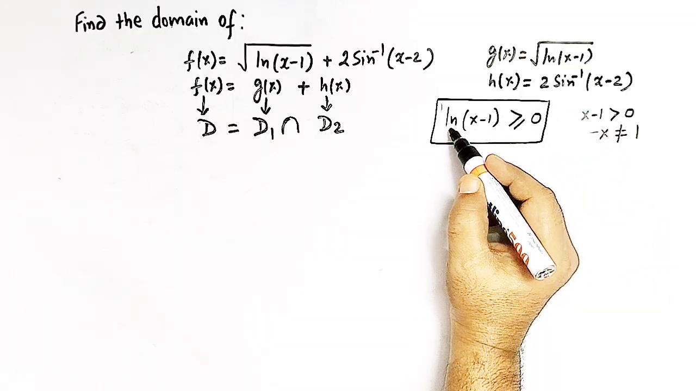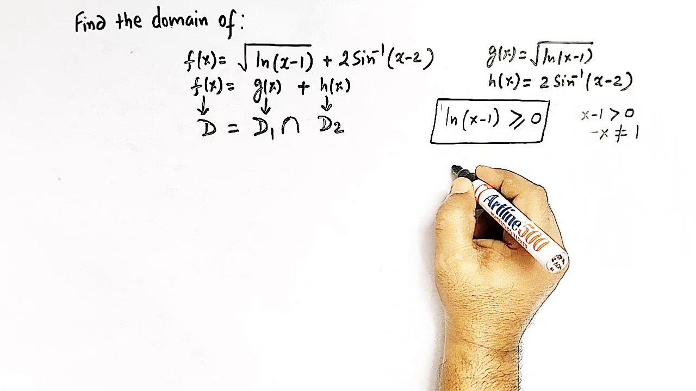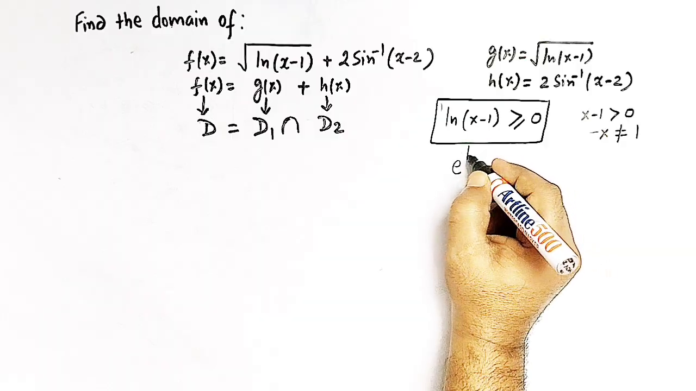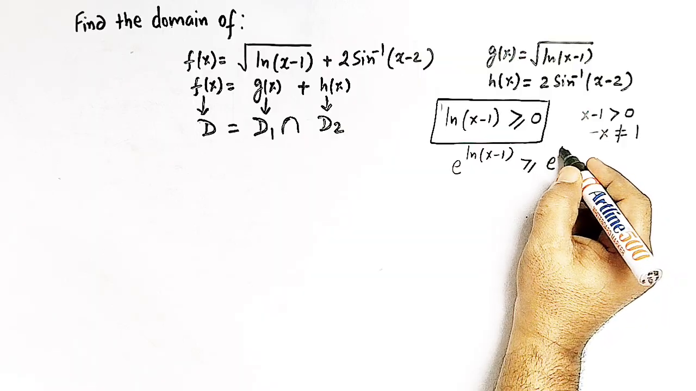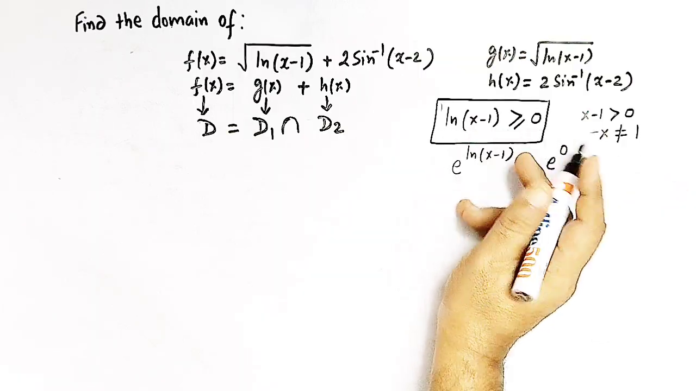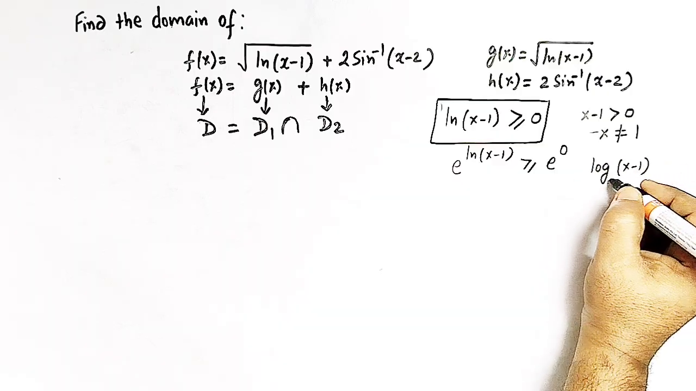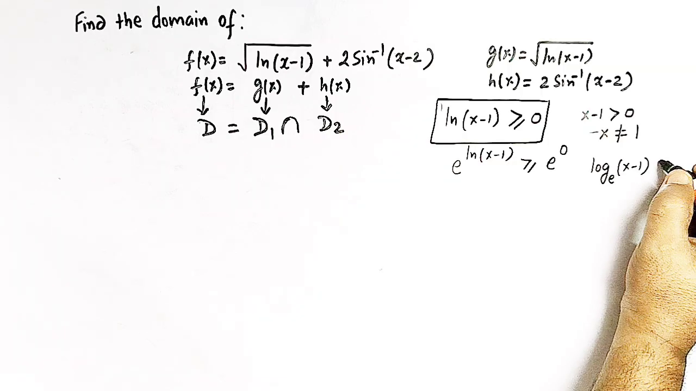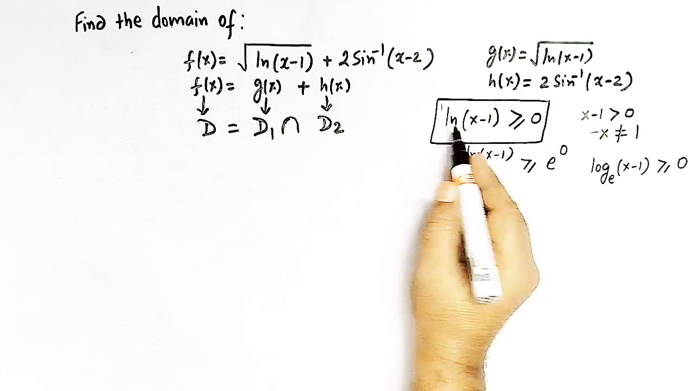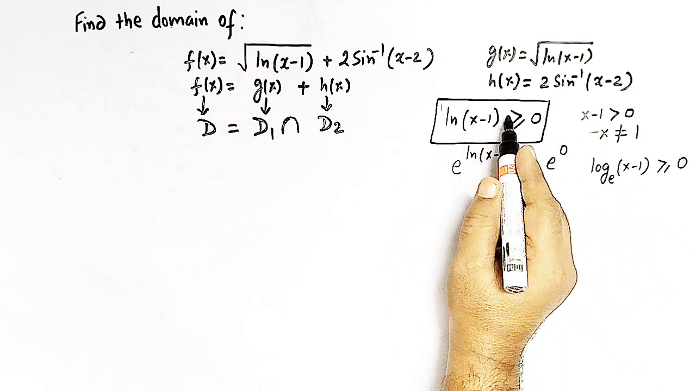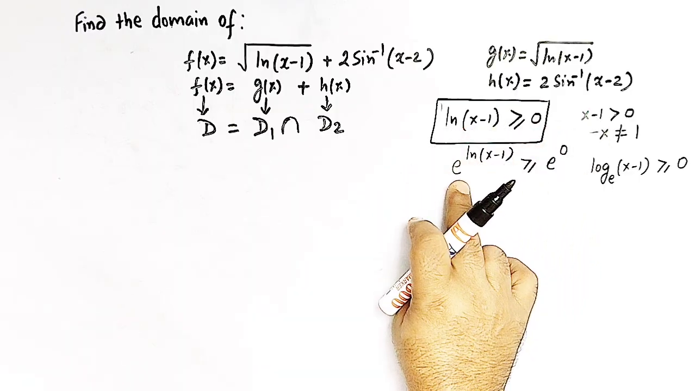So what we will do here, we'll raise both these quantities to the power of e, right? So we can now write e raised to natural log of x minus 1, and here we have e raised to 0. Now see, here we can also write this inequality as logarithm of x minus 1, here we have the base e, and here we have greater than or equal to 0, right? So natural log of x minus 1 is greater than or equal to 0. So raising both these numbers to the power of e.